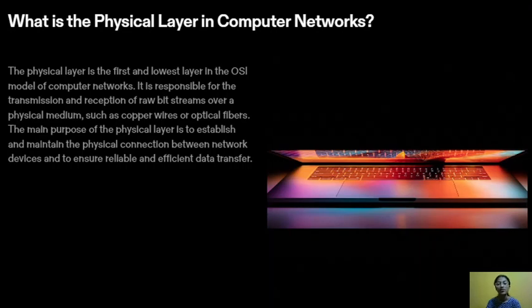The next is, what is the physical layer in computer networks? The physical layer is the first and also the lowest layer in the OSI model of computer networks, and it is responsible for the transmission and reception of raw bit streams over a physical medium such as copper wires or optical fibers. The main purpose of the physical layer is to establish and maintain the physical connection between the network devices and also to ensure reliable and efficient data transfer.